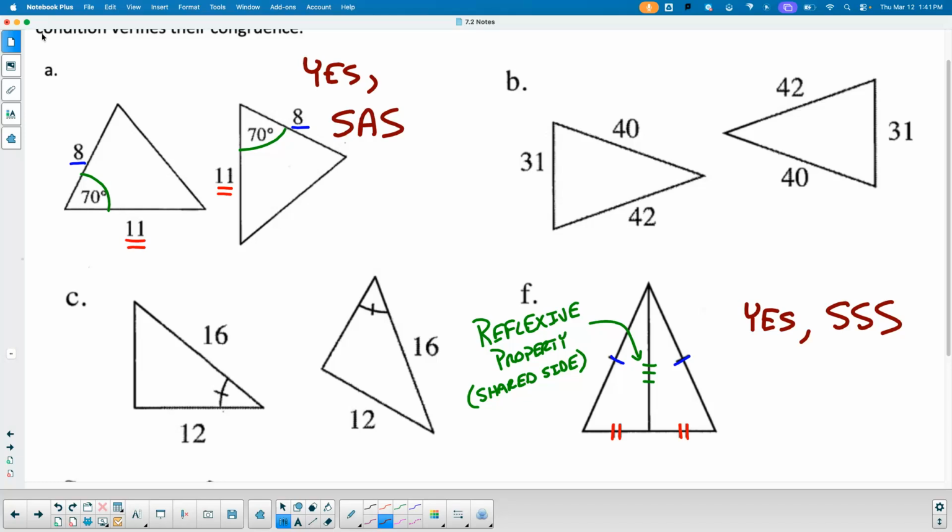Letter B, what do we got? SSS. Okay, because we got a 31. So those sides are congruent. We've got 40. And we've got 42. So yep, that would be side, side, side.